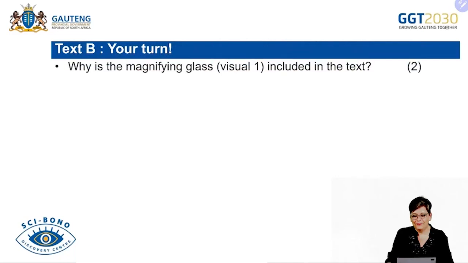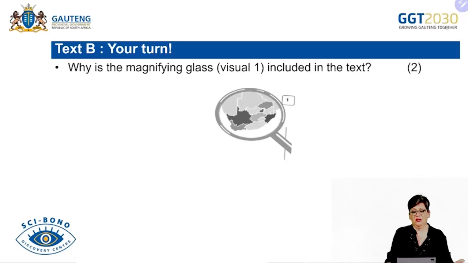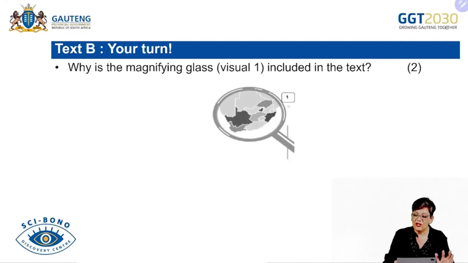I've got a list of questions for you here, and I would really like you to try and answer them. So here's question number 1, and it's an obvious question. Why are the magnifying glass and visual 1 included in the text? Now remember, what they've done is they've included the little 1 there next to the magnifying glass, and that's why we're referring to visual 1 very specifically.